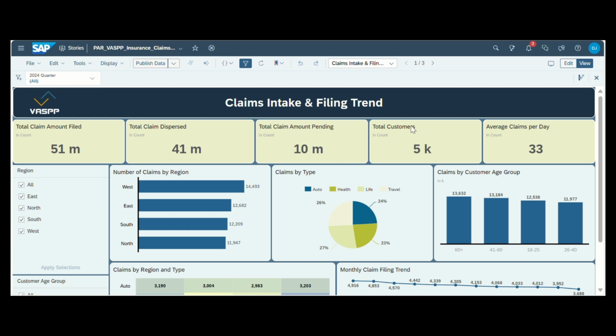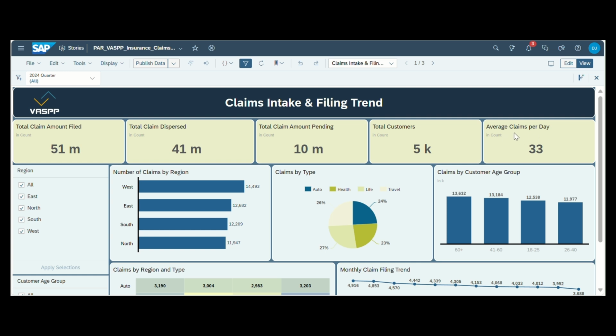Moving forward, we have total customers at 5,000. This number reflects the number of unique individuals engaging in the claims process. For customer success teams, this metric is a direct signal of how widely your policy benefits are being activated and how many service experiences are unfolding in real time.